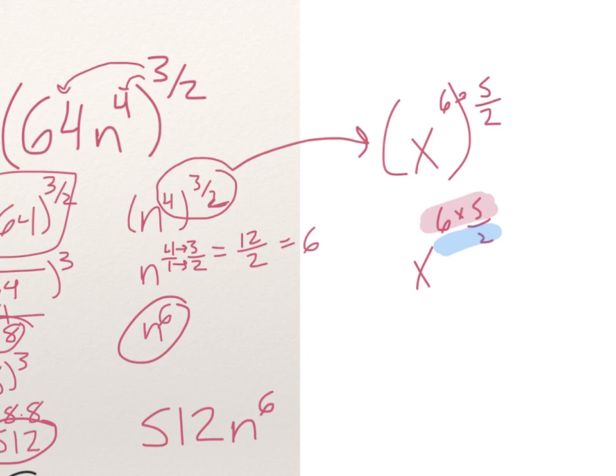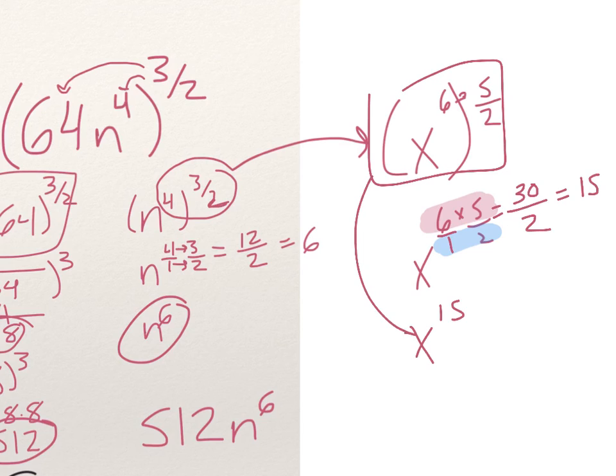So 5 times 6 is 30. And then this is like saying 6 over 1. So we have 1 times 2, which is 2. So it'd be like 30 over 2. So this would simplify to 15. So this becomes x to the 15. So if we had this problem, this would be our answer.